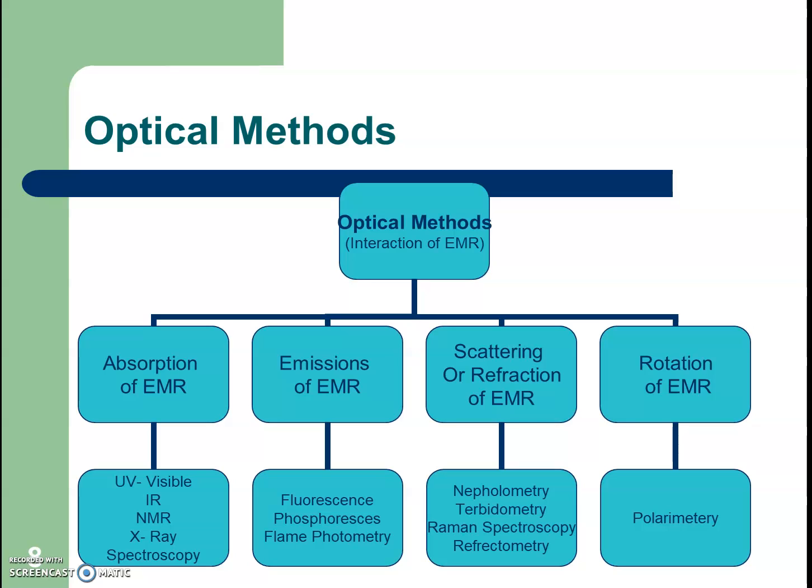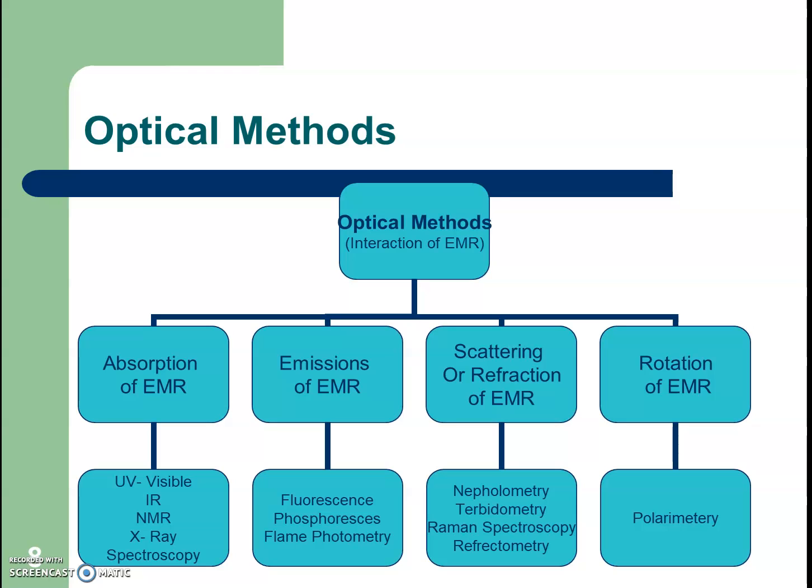In the first, absorption of EMR, the instruments we use are UV visible spectrophotometer, IR spectrophotometer, NMR, and X-ray spectroscopy. Examples of emission of EMR are fluorescence spectroscopy, phosphorescence, and flame photometry. For scattering or refraction of EMR, the instruments involved are nephelometry, turbidometry, Raman spectroscopy, and refractometry. And the last principle is rotation of EMR, where polarimetry is the instrument we use.